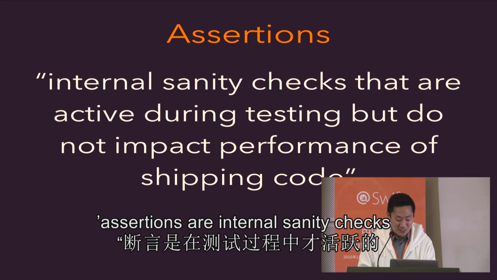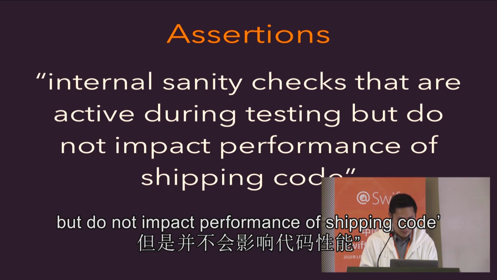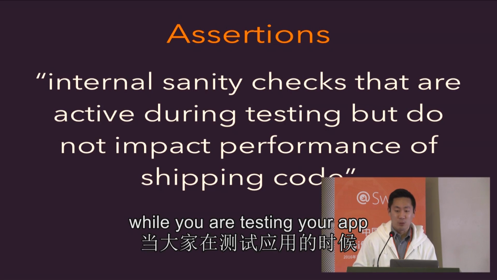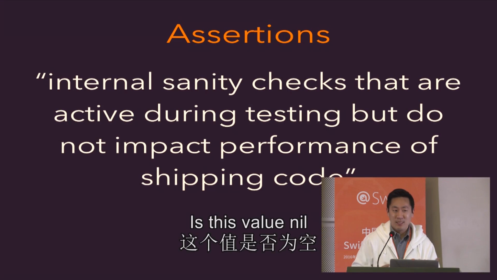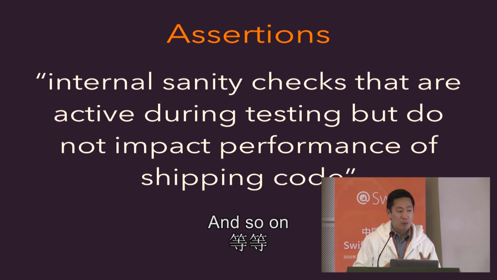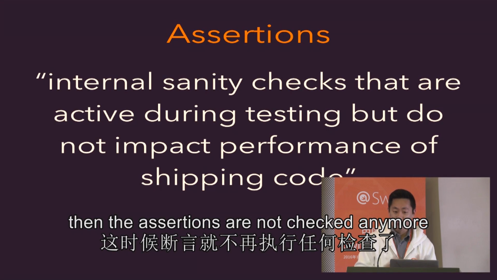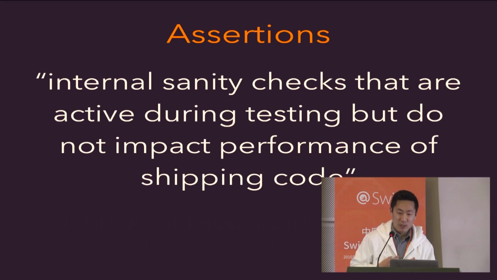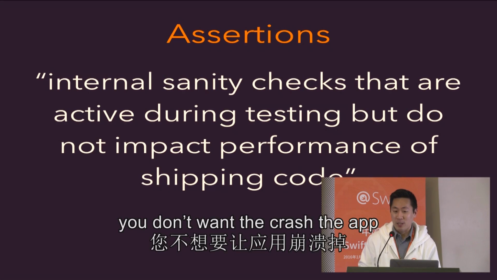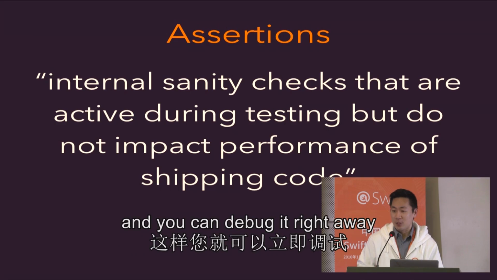Assertions are internal sanity checks that are active during testing, but do not impact performance of shipping code. So the idea is, while you're testing your app, you want to check some things, right? Is this value nil? Is there a value here? Did I get something back from the network? And so on. But once you do a release build and your app goes to the store, the assertions are not checked anymore. So it's really stuff that you want to look at in testing. But if that case happens in production when your users are using it, you don't want it to crash the app. But in development, you do want it to crash the app, stop at that line of code, and then you can debug it right away.